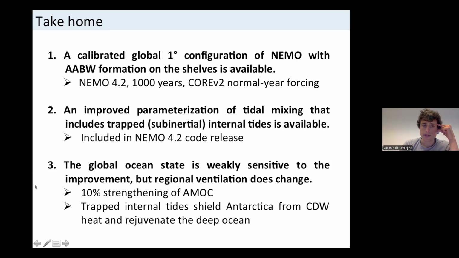And finally, the scientific take home here is that the global ocean state is weakly sensitive to the improvement in tidal mixing, but the regional ventilation does change. We found a 10% strengthening of the AMOC, and also the fact that subinertial internal tides tend to shield Antarctica from CDW heat and to rejuvenate the deep ocean, so reduce the deep ocean age.